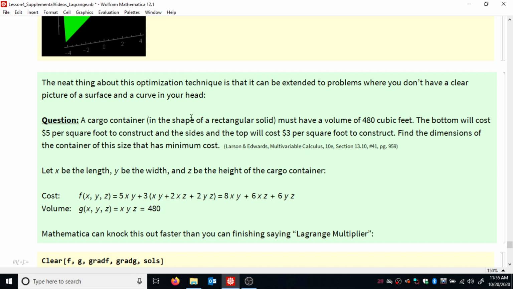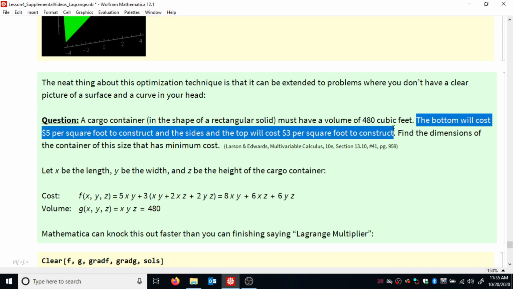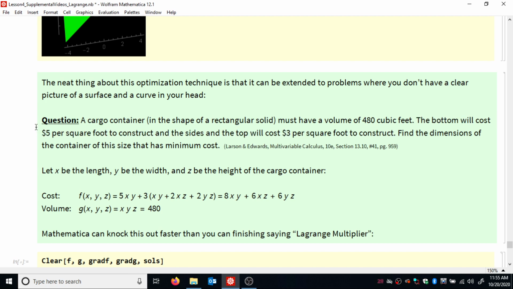We have a cargo container in the shape of a rectangular solid. Now we have a fixed volume. This cargo container needs to fit exactly 480 cubic feet of cargo. But the thing that can vary are the exact dimensions of this rectangular solid. And we want to pick the length and width and height of this rectangular solid so that we've minimized the cost of building the shipping container. Now, we're told that the bottom of the shipping container is $5 per square foot to construct, while the sides and the top of the shipping container are only $3 per square foot to construct.